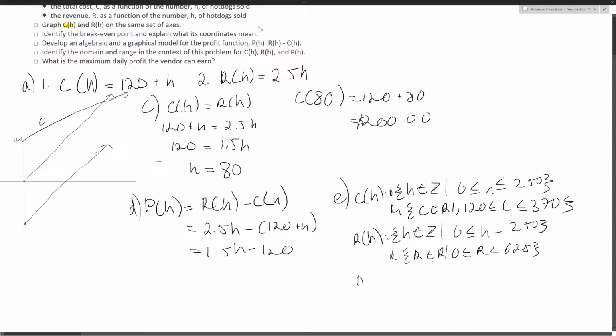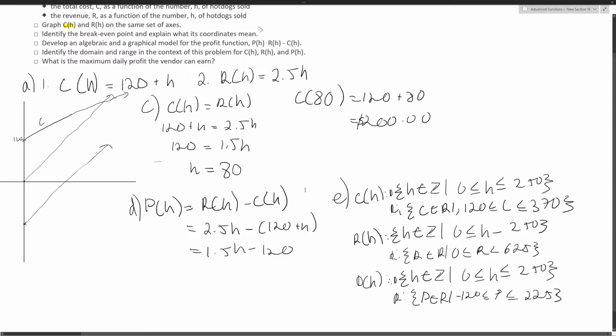Lastly, we have our profit function. We graphed it over here. The domains will always be the same, right? No more half hot dogs, no more than 250 hot dogs in total. So again, we could just copy paste that. For range, we're actually going to be starting at -120, and then we're going to be going all the way until we get 1.5 times 250 minus 120, which is actually 255. So this is profits to 225.